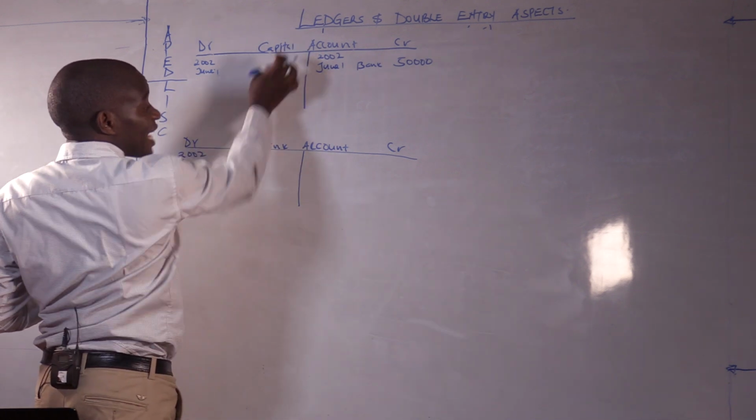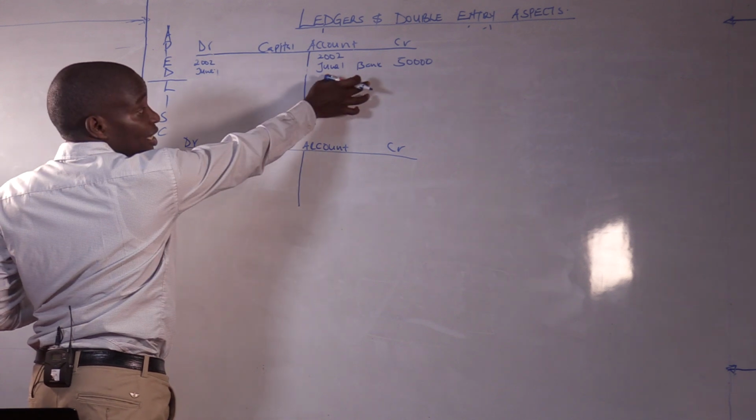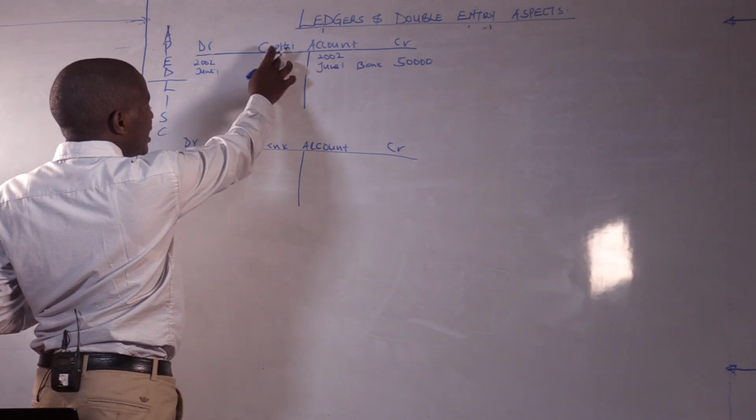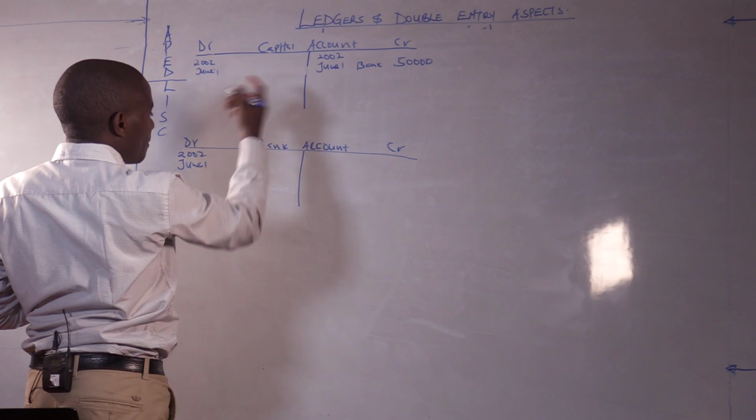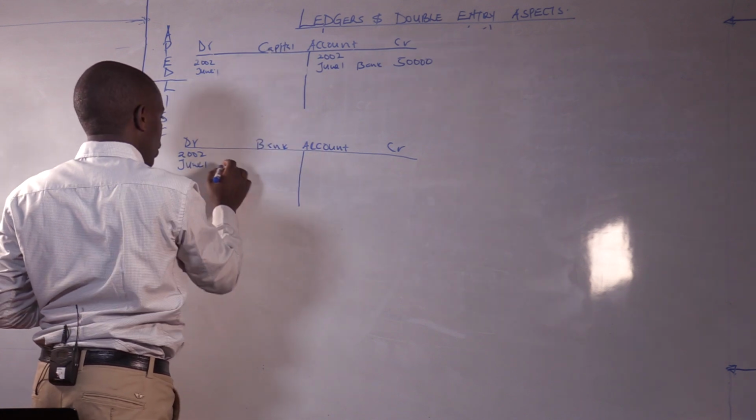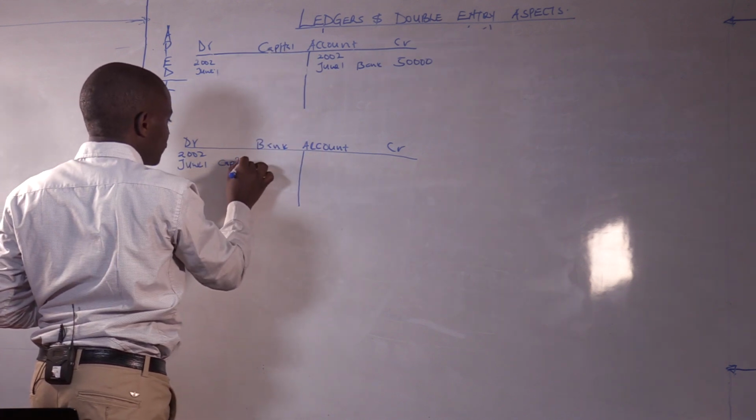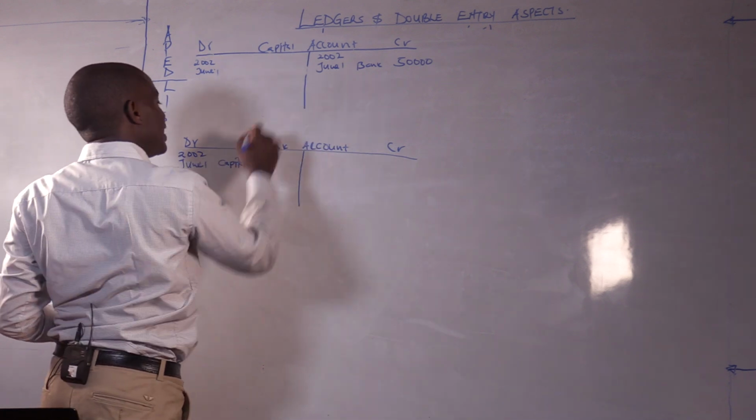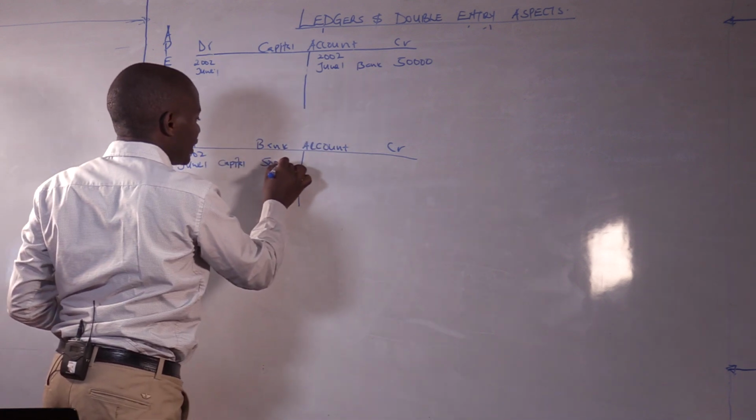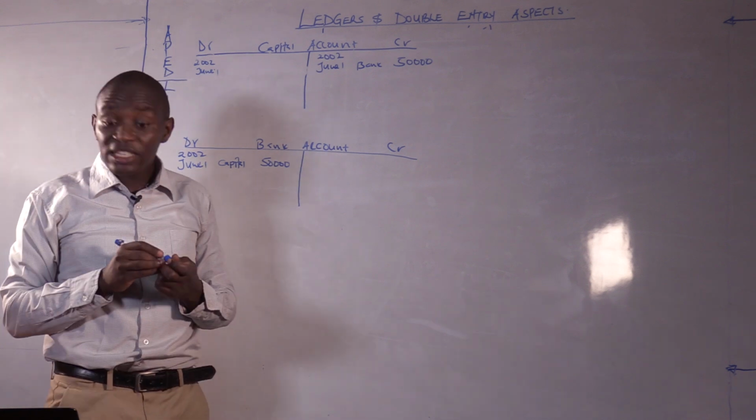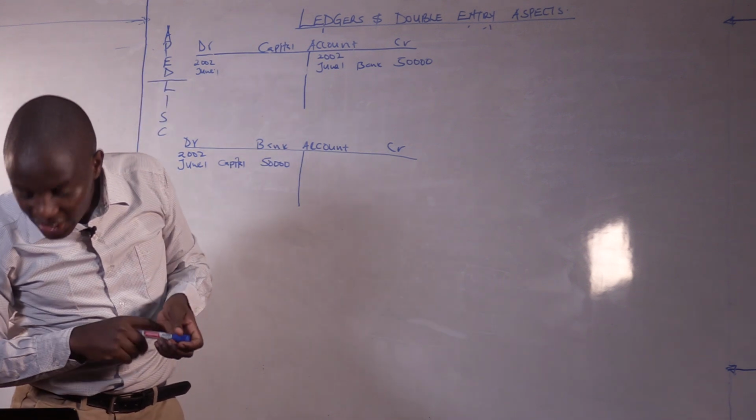So the other affected account here, because it's the same transaction, we shall have it as capital. So here we shall have capital. The amount still remains the same, 550,000, like that. That is the first transaction. Let's go to the second transaction.